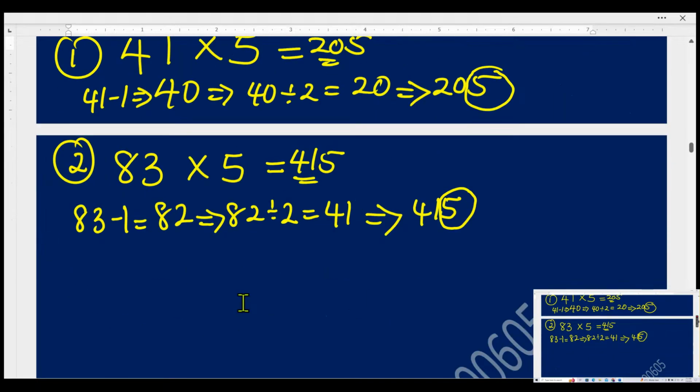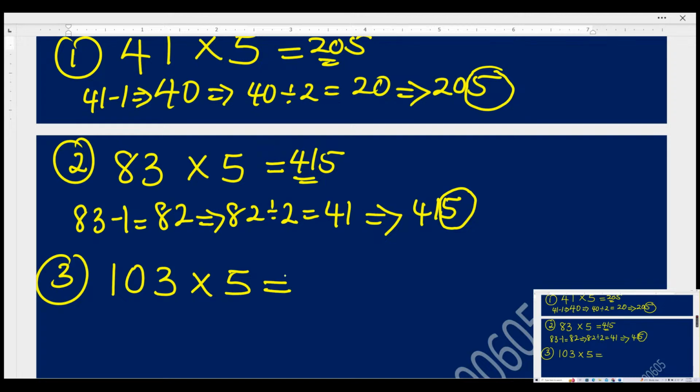Okay, so now let's look at another calculation that we can do in our head. Okay, let's look at 103 times 5. Now, I'm not going to write the steps.